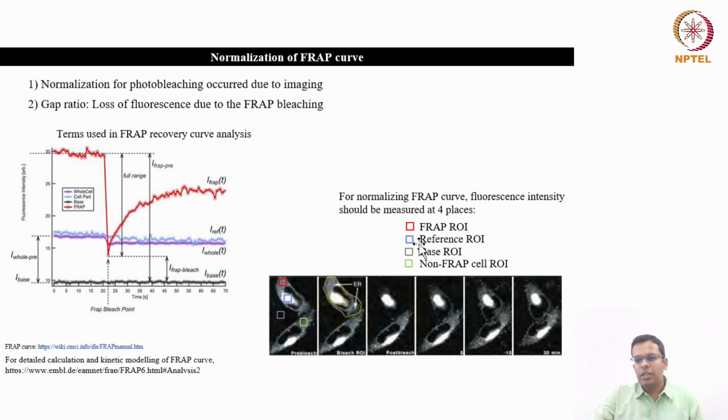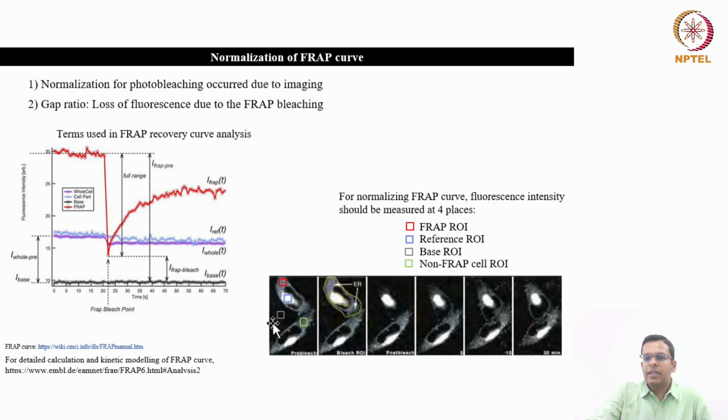For the normalization, you will make one reference ROI at an unbleached area. In this sample, they are not bleaching this bright white area, so we can use it as a reference ROI. How does the fluorescence intensity of this reference ROI change over time? We are taking so many images, so every time we are introducing some additional photobleaching. So the fluorescence intensity of this blue ROI will show the gradual decrease due to imaging. The third ROI is the base ROI.